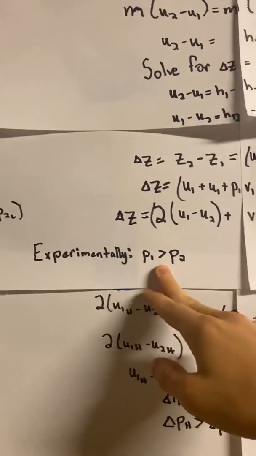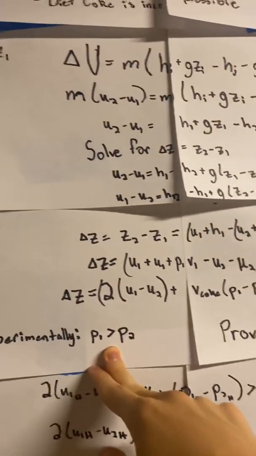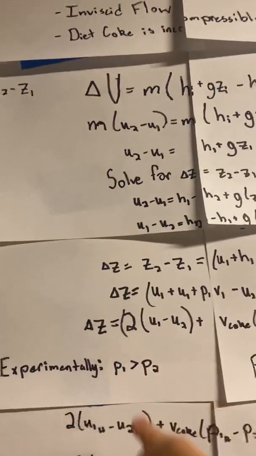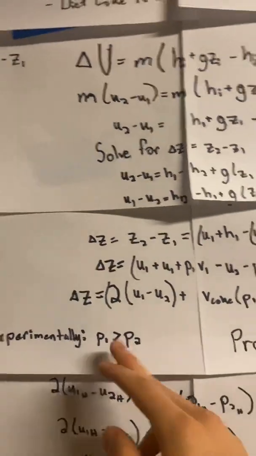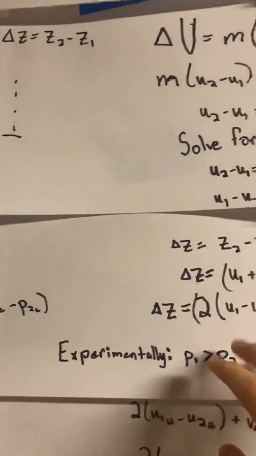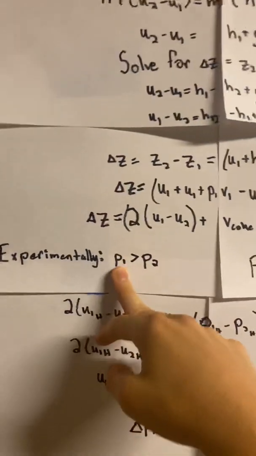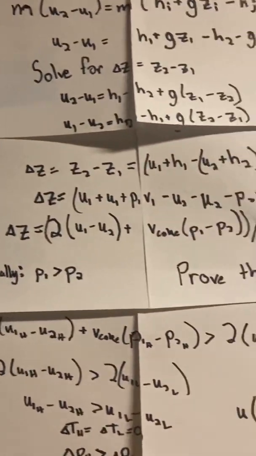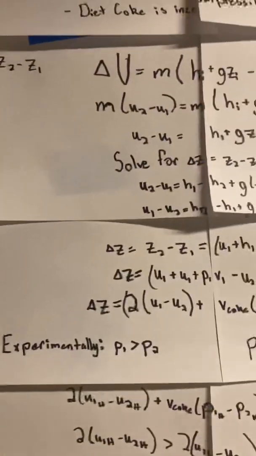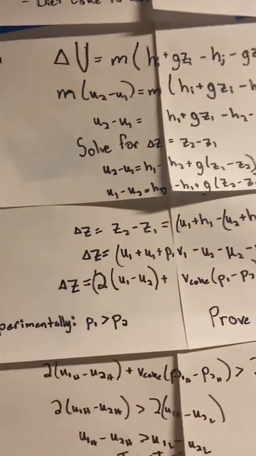Experimentally, we're going to find that our P1 is greater than our P2. So this makes sense. This shows that if our P1 was less than P2, it would be possible to get a negative delta Z value, but experimentally, we know that our delta Z is positive, and if P1 was less than P2, the delta Z would end up being negative. So we're going to go with that. It's pretty much an assumption, but it's an assumption based on experiment.